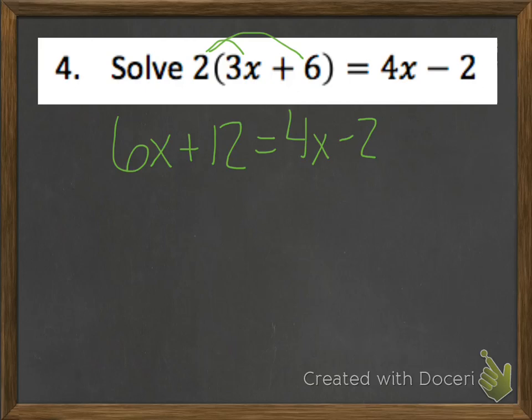Now that I have no parentheses, I'm ready to get my x's to the same side and everything else to the other. So here I have 6x on the left. I'm going to move the 4x to be with it. So I have to subtract 4x from both sides.